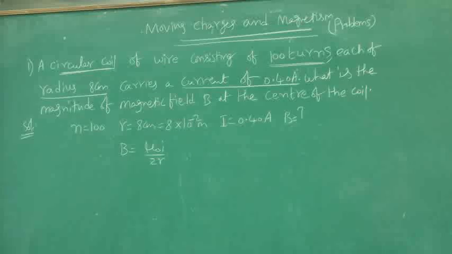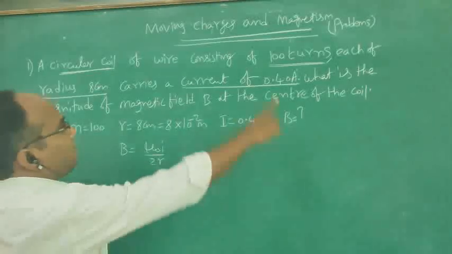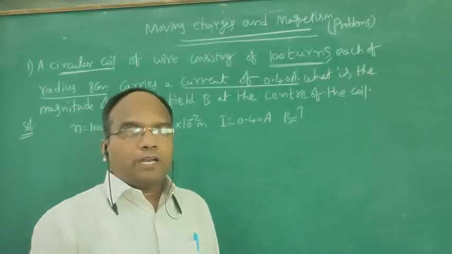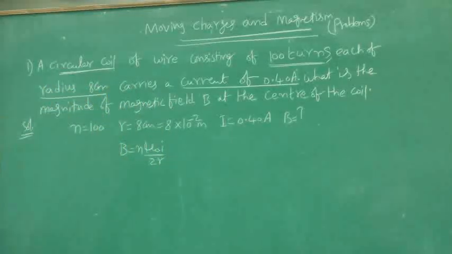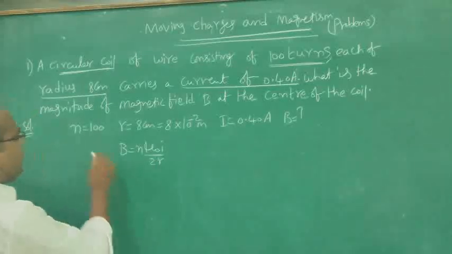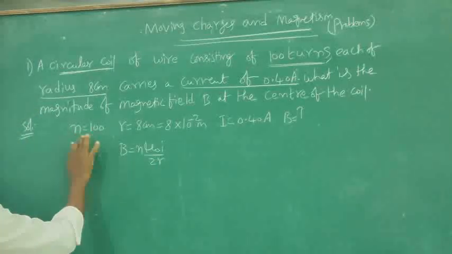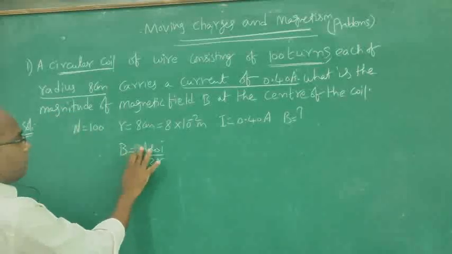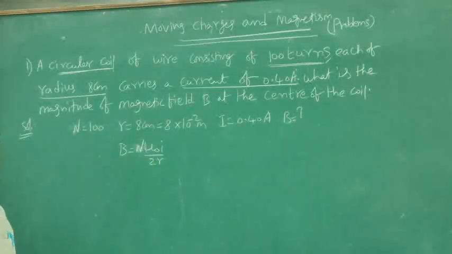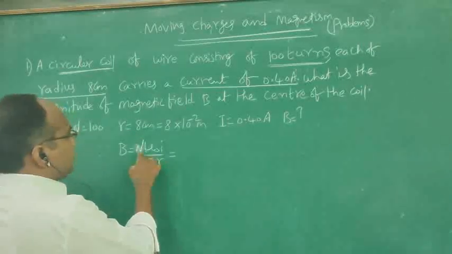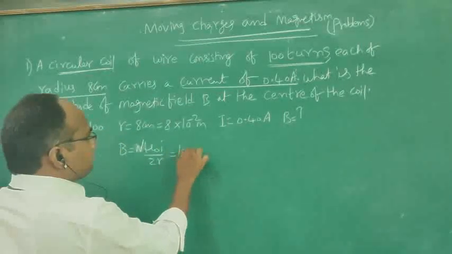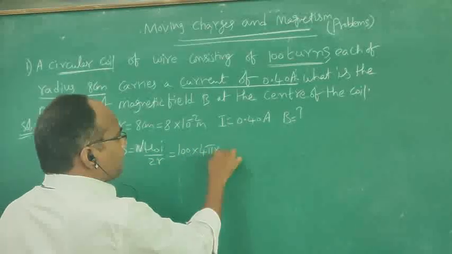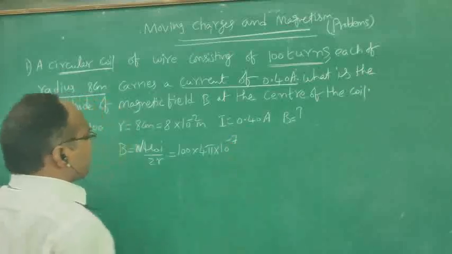But here N number of turns are there. That's why we are writing N number of turns of the coil. Here we can take capital N or small n. So, not to get confused, I'll take capital N. Now N is given as 100, into mu naught. What is the value of mu naught? 4 pi into 10 to the power of minus 7.